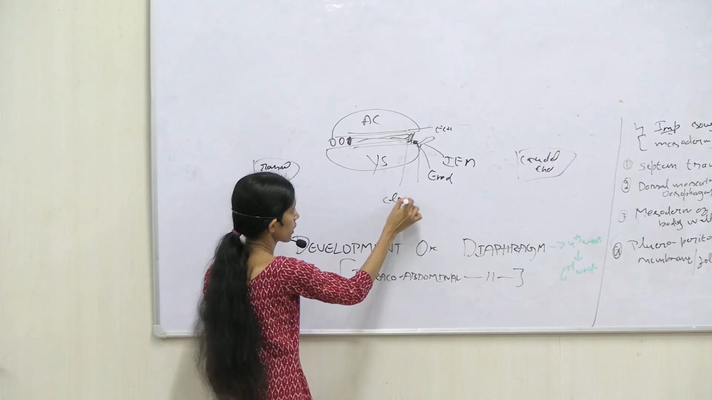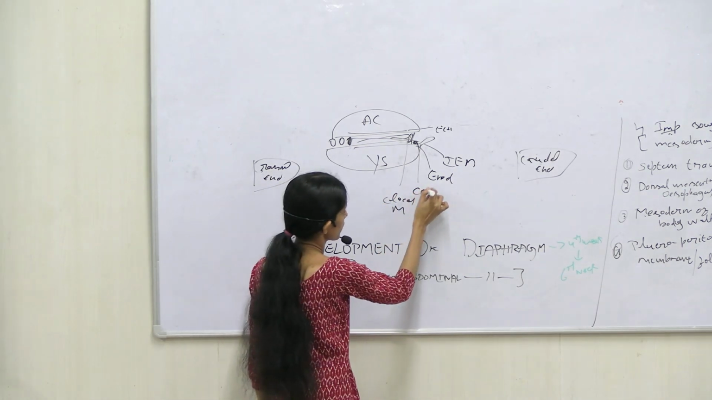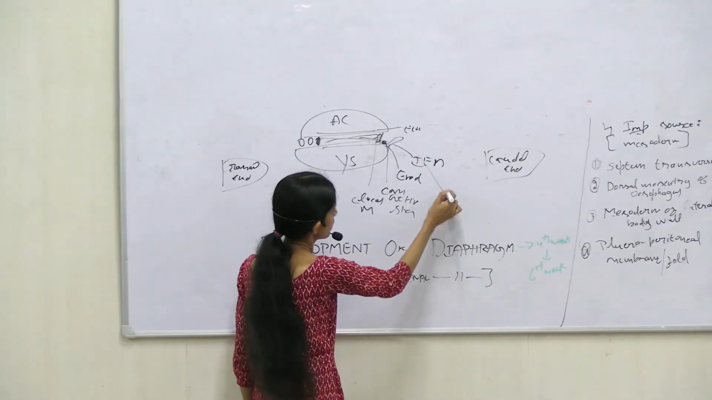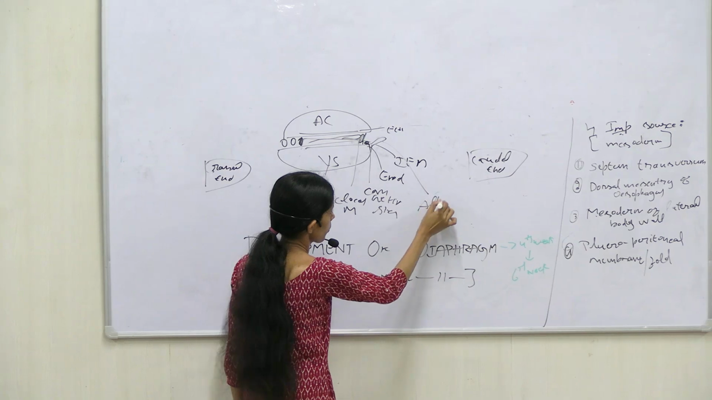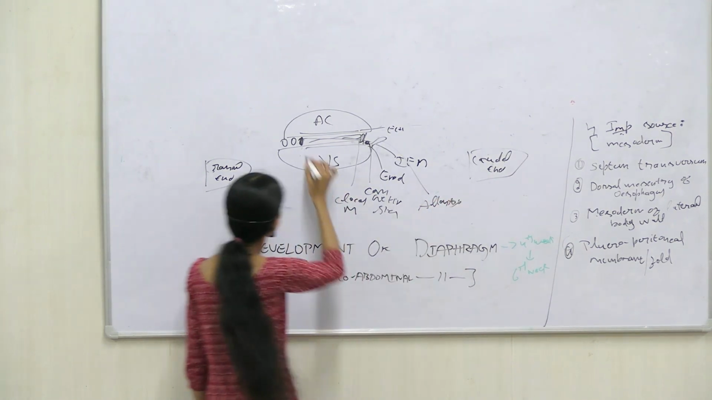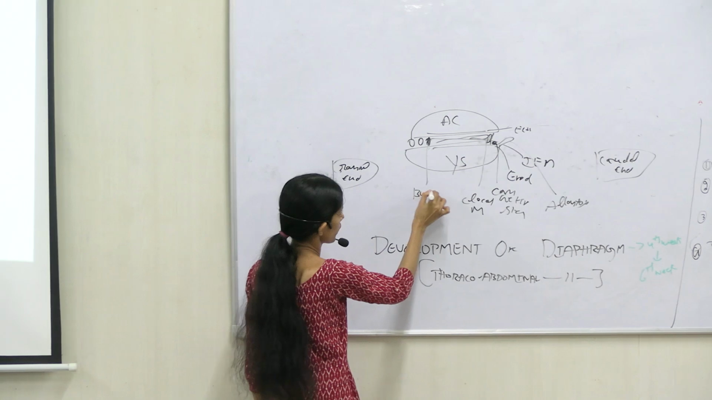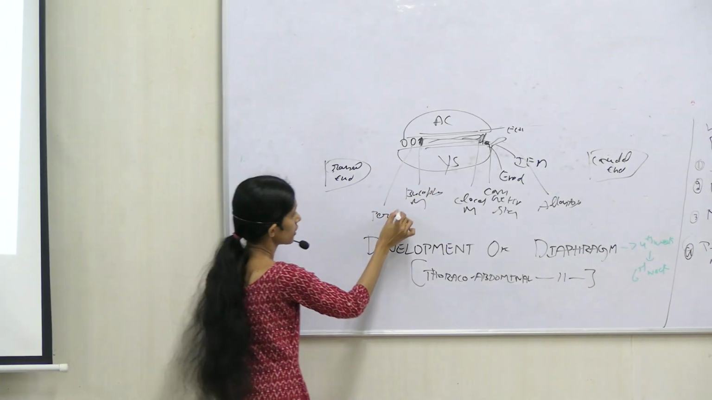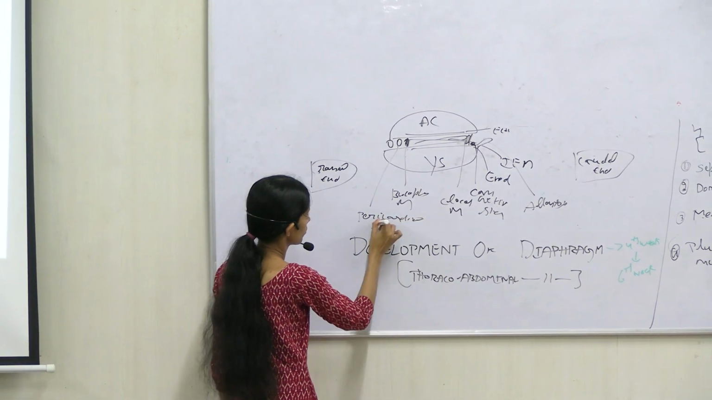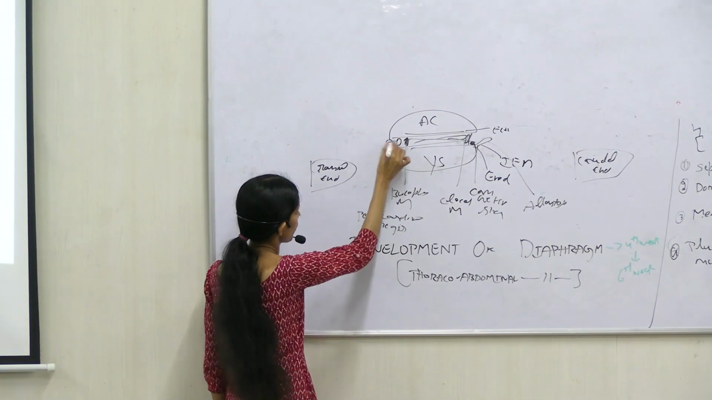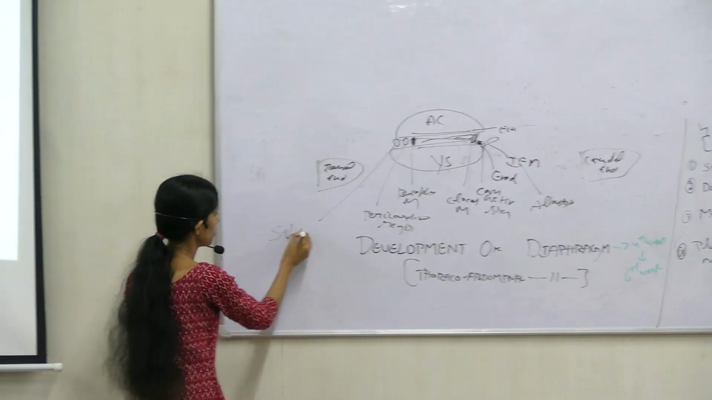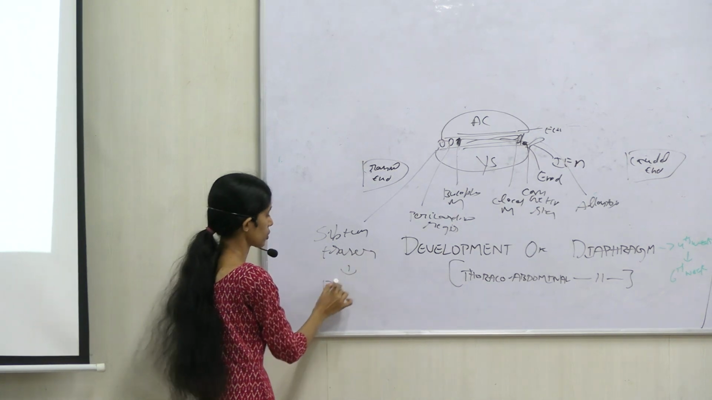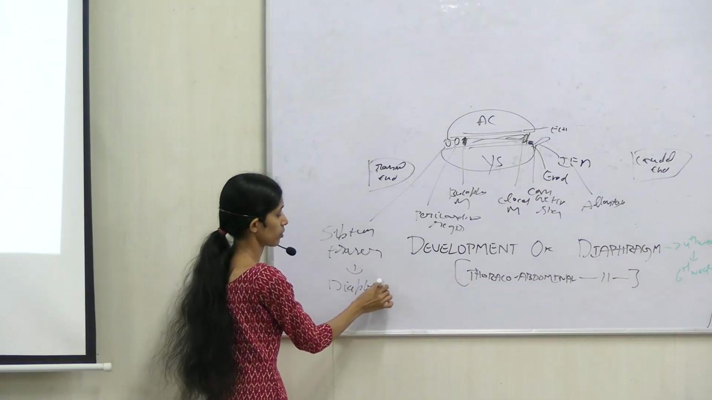Here it is cloacal membrane, connecting stalk, followed by allantois. Here we have buccopharyngeal membrane, then we have pericardial region, and this part is your septum transversum, right, later which is going to develop as a diaphragm.